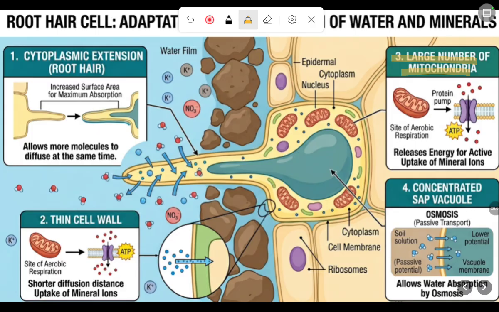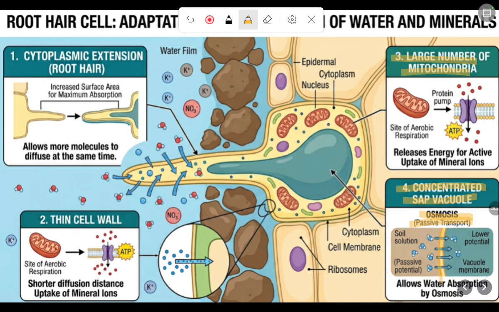I just want you guys in this video to understand the organelles, to understand how they function together to produce a specialized cell that is mainly present inside a plant. Now, the fourth adaptation, it's concentrated sap vacuole, and it is by osmosis. And osmosis is actually passive transport. It's a passive what? Passive transport. It allows water absorption by osmosis through a partially permeable membrane.